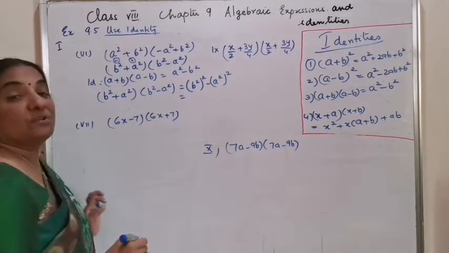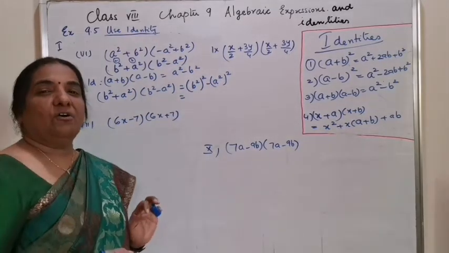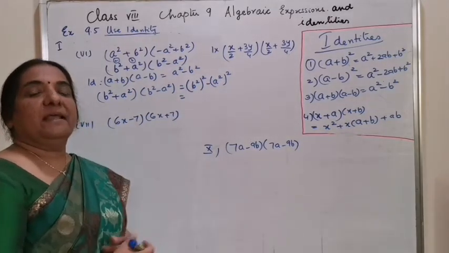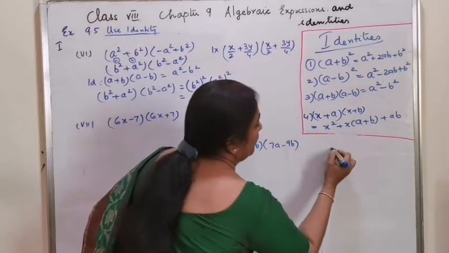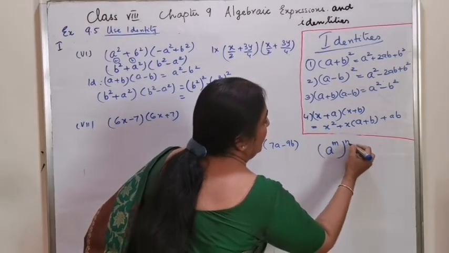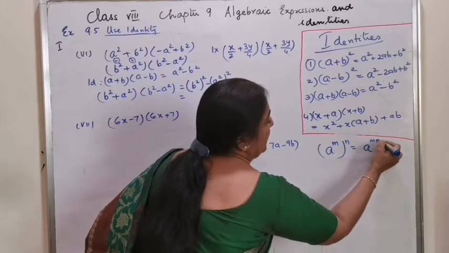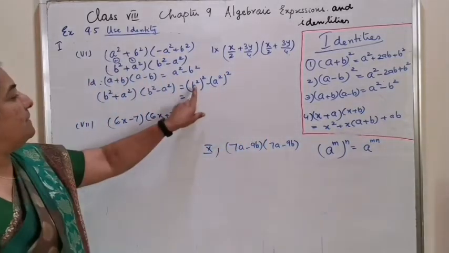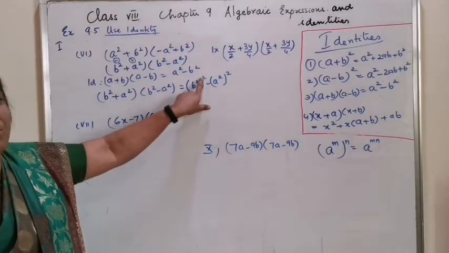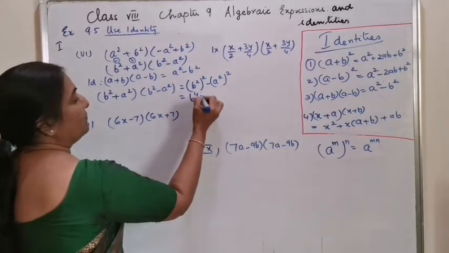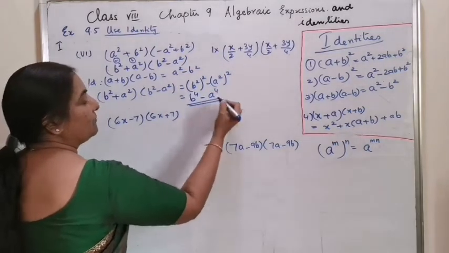2 square is 4. It is the law of index. (a raised to m) to the power of n is the same as a raised to mn. So what will be b square the whole square? It is 2 into 2, 4. It is b to the power of 4 minus a to the power of 4.